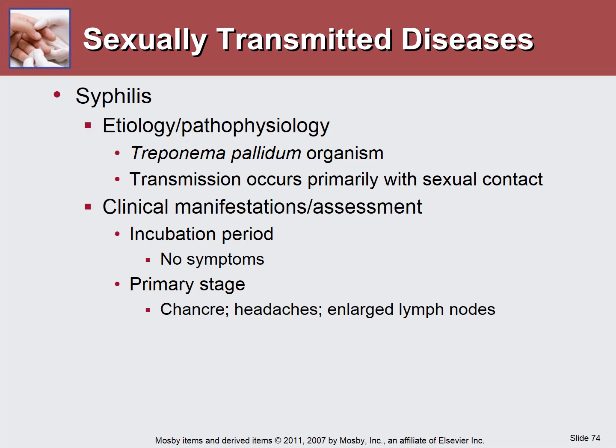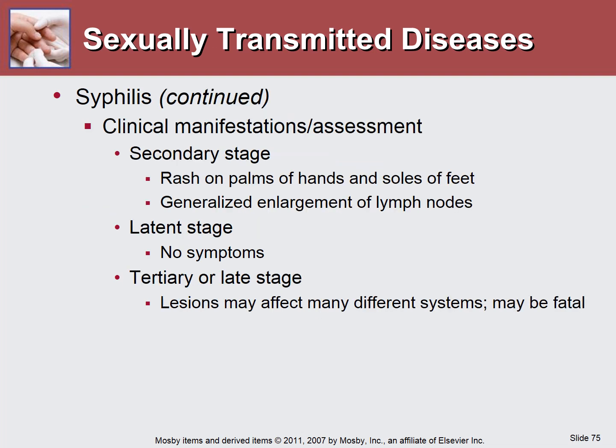and then that goes away, and then you go into the secondary stage where you have a rash on the palms of the hands and soles of the feet, and generalized enlargement of the lymph nodes, right? And then it goes into the latent stage where there are no symptoms. The rash goes away, so now you are in the latent stage, no symptoms, but the disease continues to be destructive to other systems, the heart, the nervous system, to the point where you see psychosis, right? And it's very simple because we just have to make sure we do blood work such as VDRL.